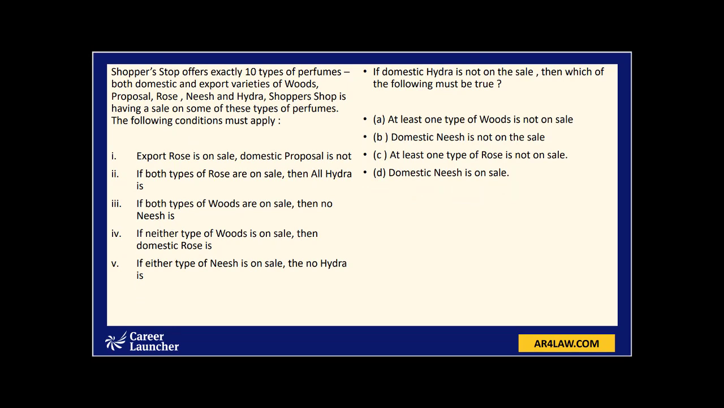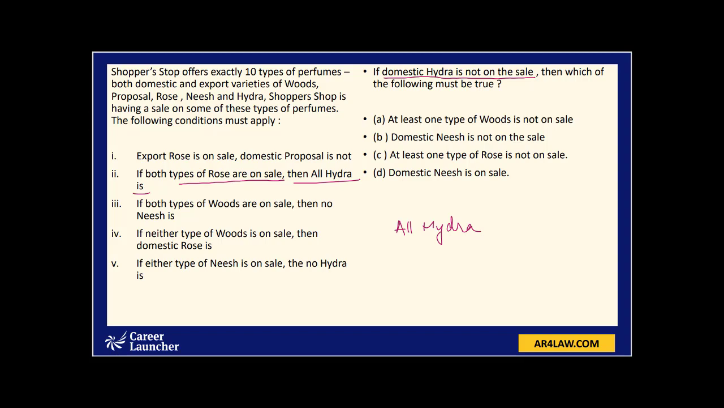Second question: if domestic Hydra is not on sale, then which of the following must be true? Now let's look at conditions where Hydra has been mentioned. So we can see Hydra coming into the picture in condition number 2 and condition number 5. Condition number 2 says, if both types of roses are on sale, then all Hydra is. Whereas in our question, we have been told that domestic Hydra is not on sale. That means this condition of all Hydra being on sale is not being fulfilled.